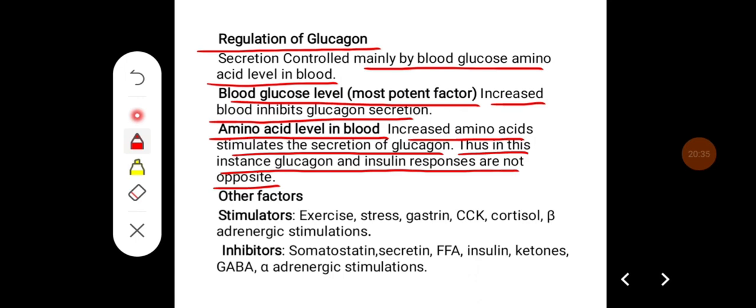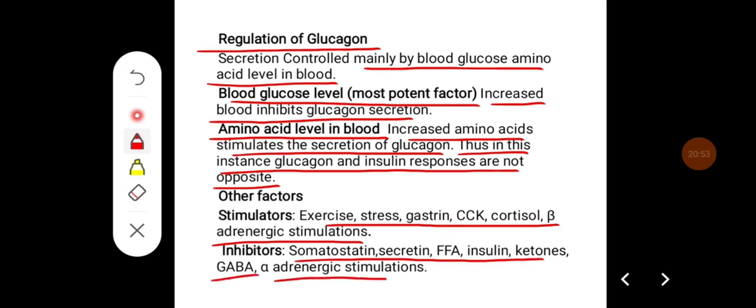Other factors like exercise, stress, gastrin, CCK, cortisol, and beta adrenergic stimulation stimulate the glucagon production, whereas somatostatin, secretin, free fatty acids, insulin, ketones, GABA, and alpha adrenergic activity are going to inhibit the glucagon.